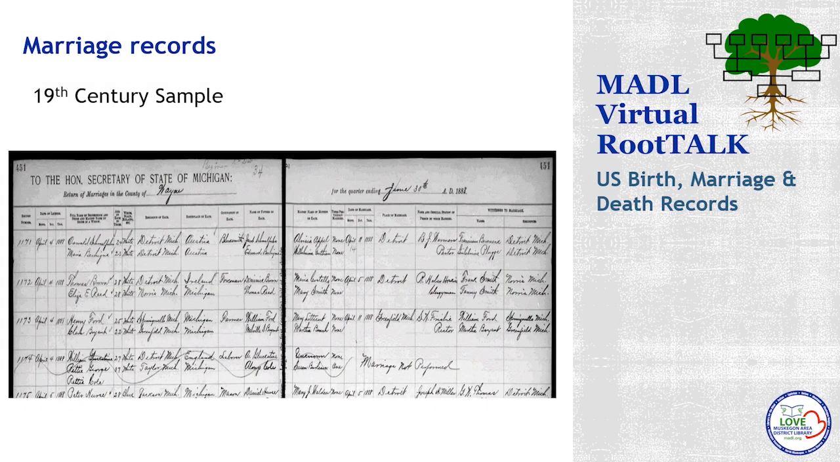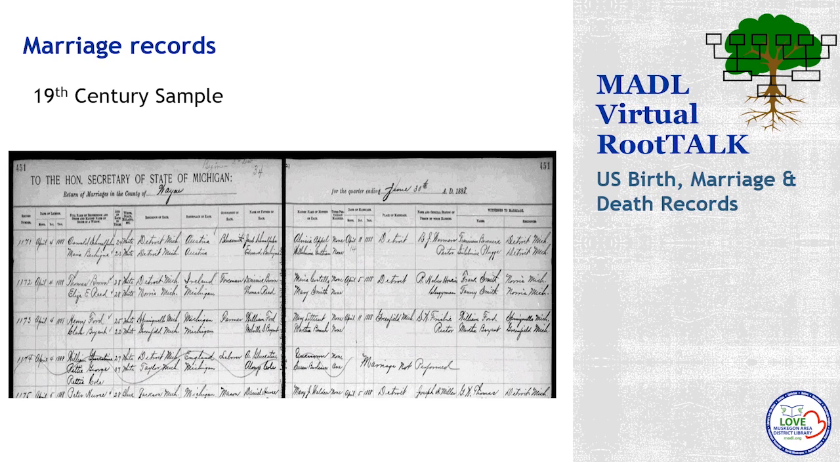Marriage records often remain in the county of origin. They're not always collected by the state. Again, it just varies from state to state in the U.S. This is going to be a record group where you're going to find a lot of indexes on genealogy sites, but maybe not the digitized records themselves.